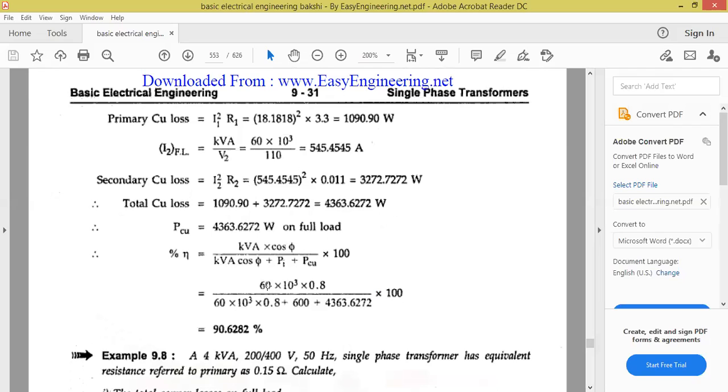Okay, efficiency equals VA rating into cos theta by VA rating into cos theta plus iron loss plus copper loss. So what is the VA rating given in the problem? 60 kVA, that is 60,000 into power factor. Substitution, you will get this value. Into 100, you have to do whatever the answer you are getting. Now this problem is okay.